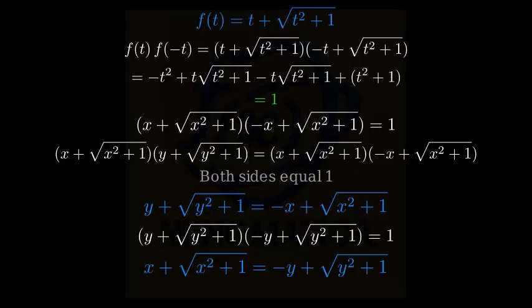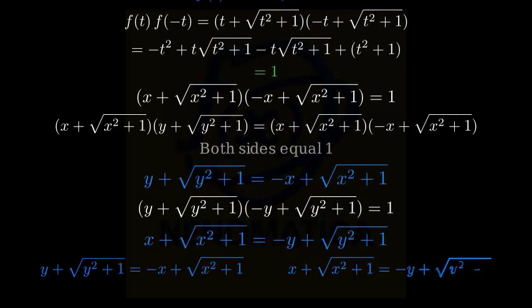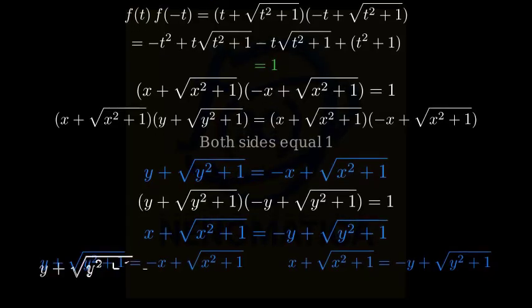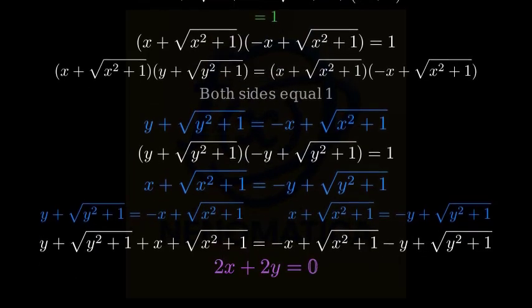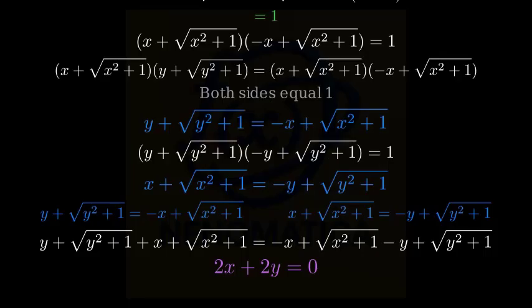Great! We now have two linear-looking equations in disguise. Place them side by side and add them term by term. On the left, the square root terms appear once each. On the right, they also appear once each, but with the opposite variables. The square root terms cancel perfectly, leaving 2x plus 2y equals 0. Finally, divide both sides by 2 to get the clean result.